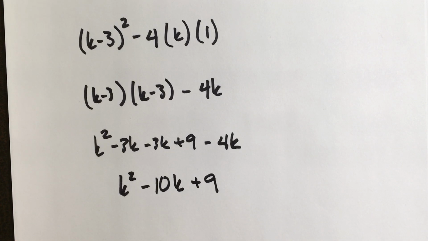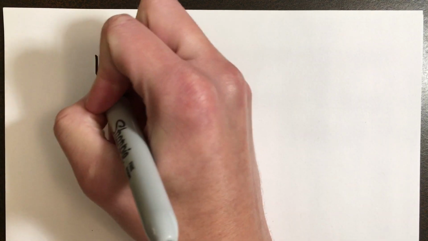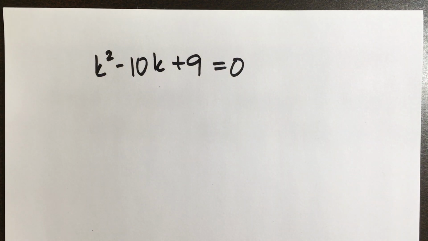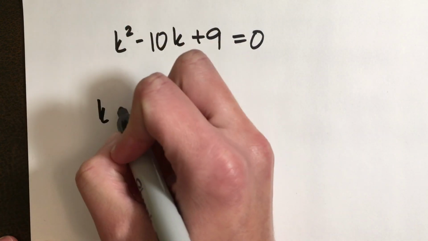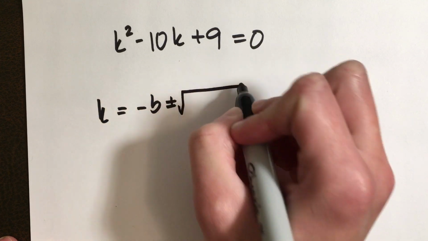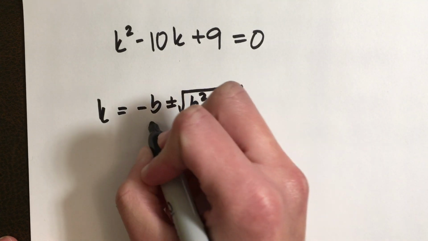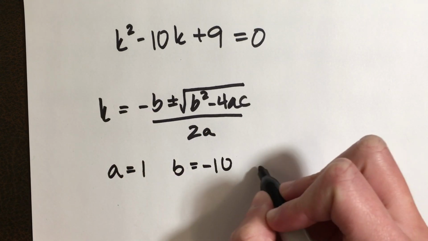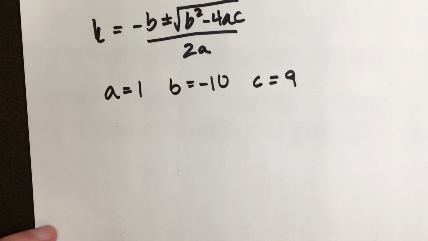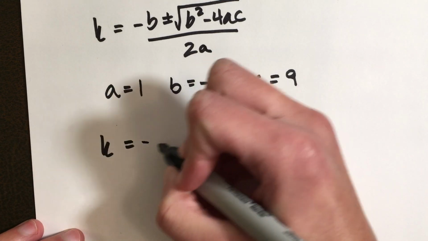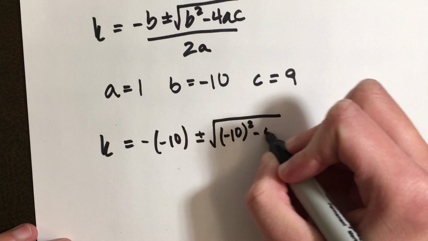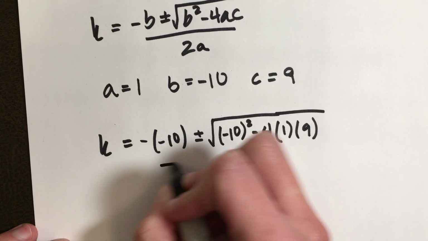Now that we have this, we're going to use the quadratic formula to solve for k. Since we know that k squared minus 10k plus 9 equals 0, we can substitute a, b, and c into the quadratic formula. So k equals negative b plus or minus the square root of b squared minus 4ac, all over 2a. For this, a equals 1, b equals negative 10, and c equals 9. If I plug those in, I have negative negative 10 plus or minus the square root of negative 10 squared minus 4 times 1 times 9, all over 2.